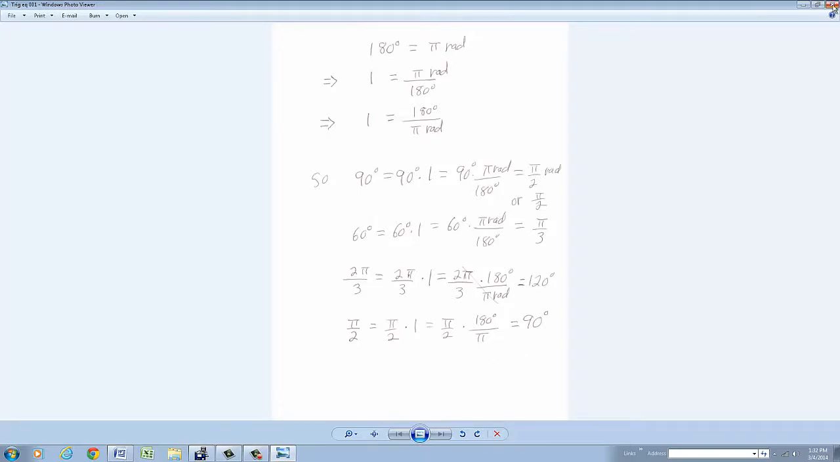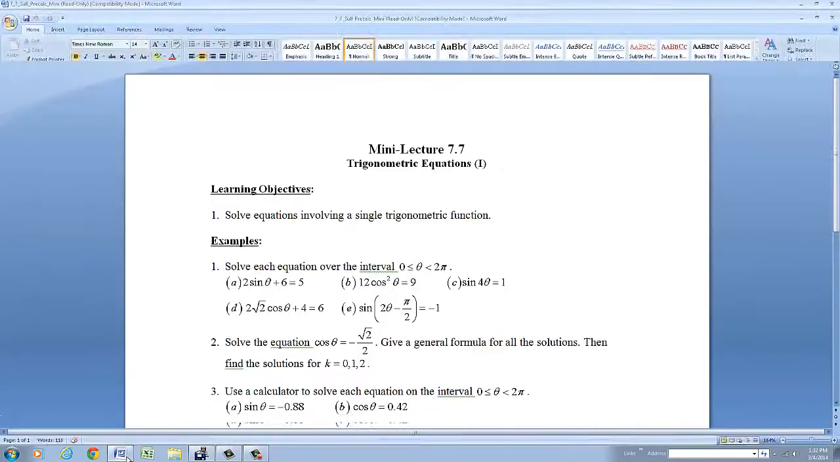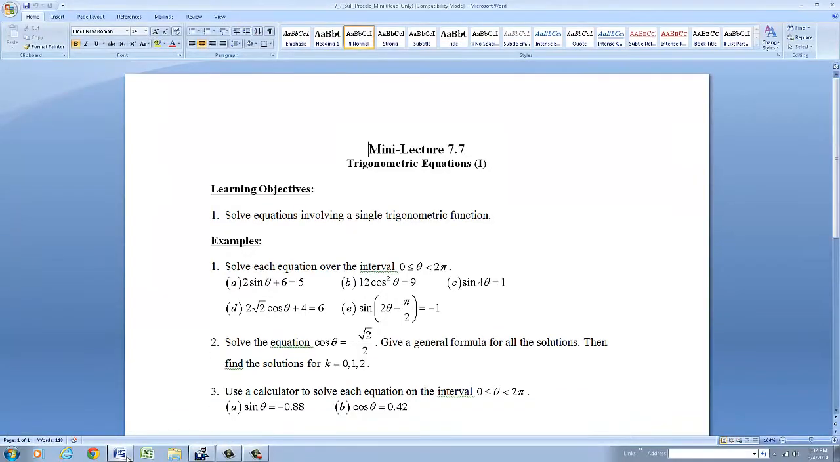Okay, so let's cancel this out now. Maybe go back over here to the main file. So we're going to solve a few examples here. This one says solve each equation over the interval from 0 to 2 pi. Okay, so that means, since they have 0 to 2 pi, they want the answer in radians. Sometimes they'll say from 0 to 360. They'll want the answer in degrees.